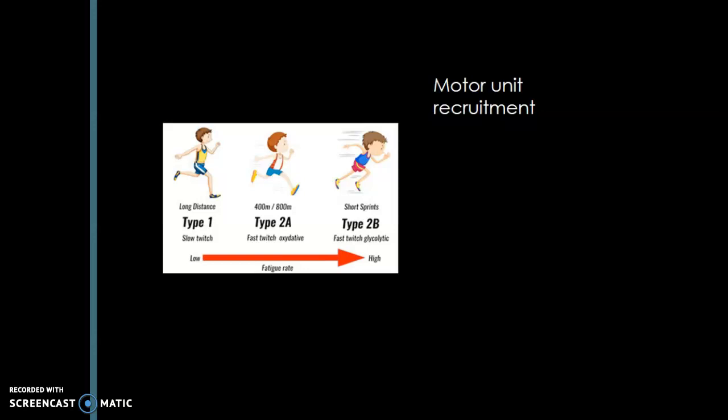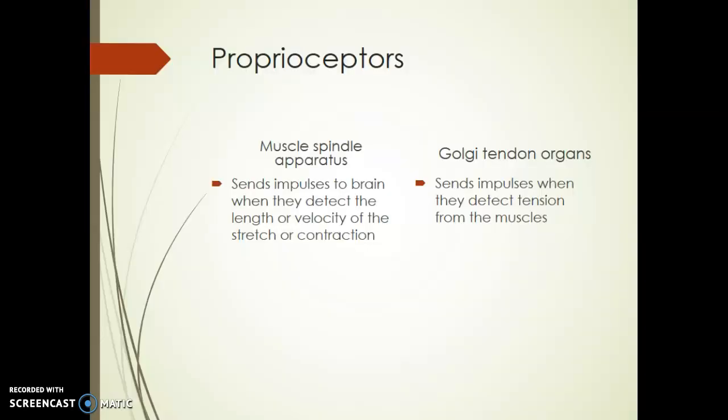So if a high force is needed, and there are only slow oxidative motor units, then the fast oxidative glycolytics will be called up. But if that's not enough, then the fast glycolytic units will be called up to try and get the most power possible. In order to prevent tear and too much tension, the body has muscle spindles apparatus and Golgi tendon organs.